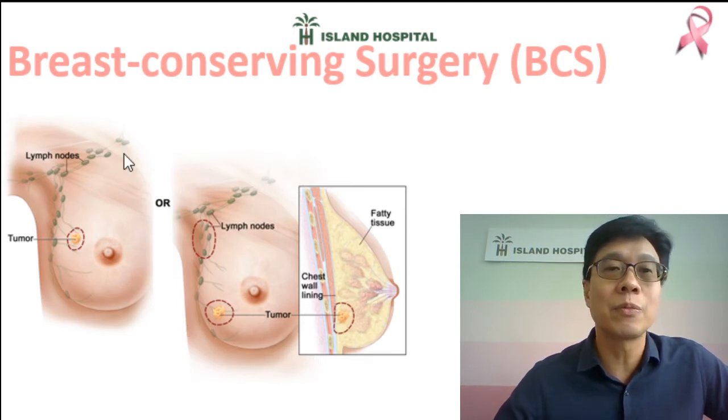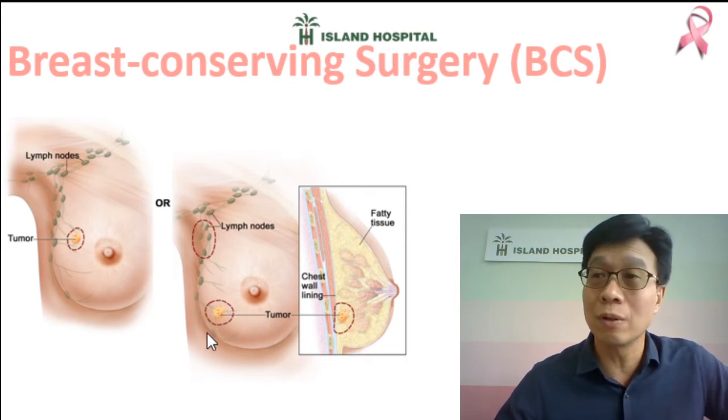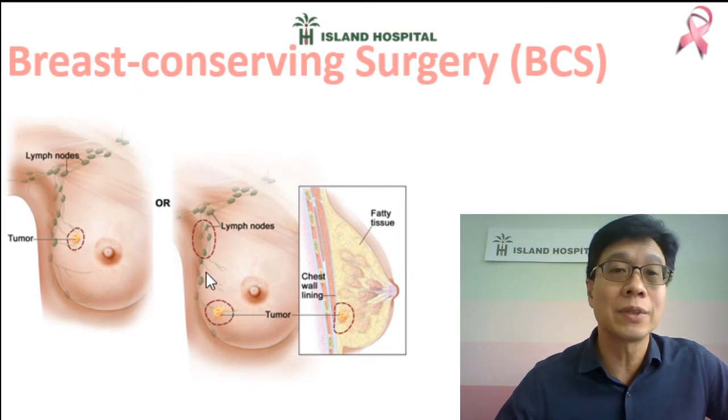This is a diagram of breast conserving surgery where the tumor is removed with a clear margin, and the clear margin must be proven on examination in the lab. Yeah? And the lymph nodes are removed as well.